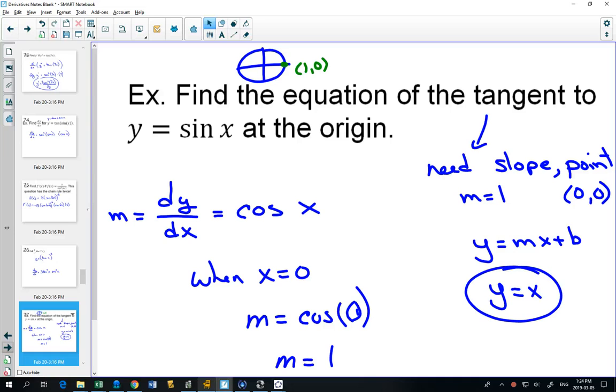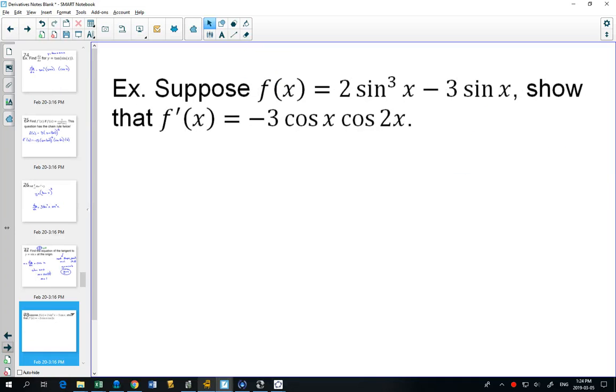Oh yeah, another one for you to try. It's a show that question. Hint, it's got a cos 2x. You're probably going to need to use one of your identities.